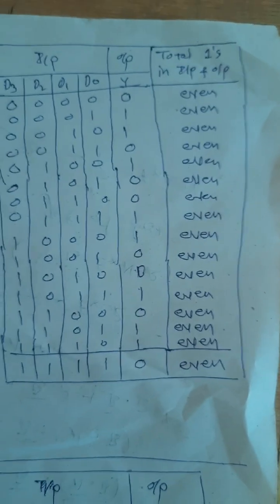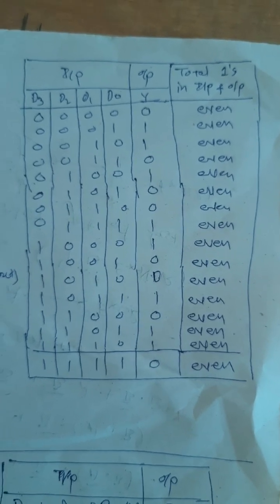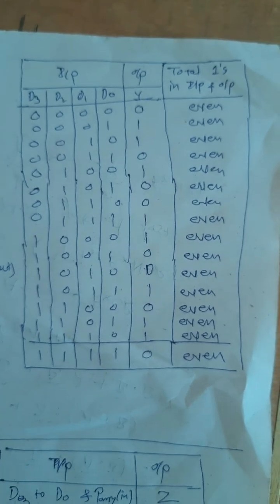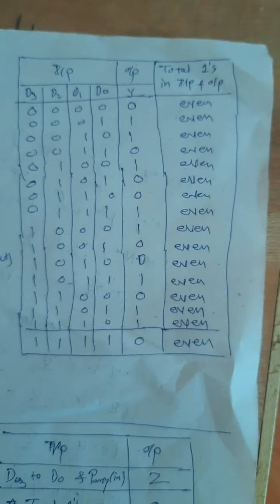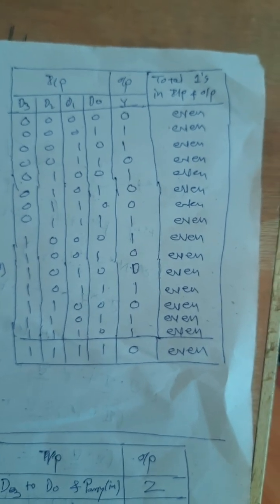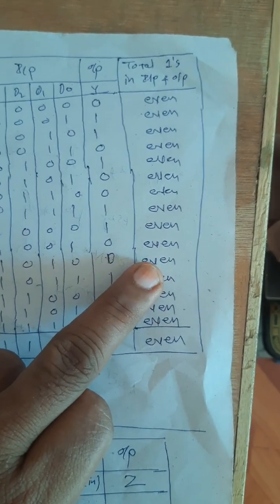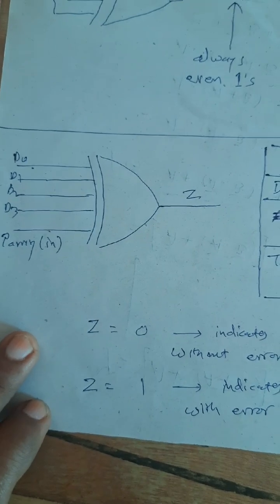This is the truth table for the parity generator. It indicates that the number of ones in the data along with the parity bit is always even, and therefore it is referred to as even parity. If I use, instead of an XOR gate, an XNOR gate, that means complement, then it will be the odd parity bit. The same thing applies here. It will check the odd parity.